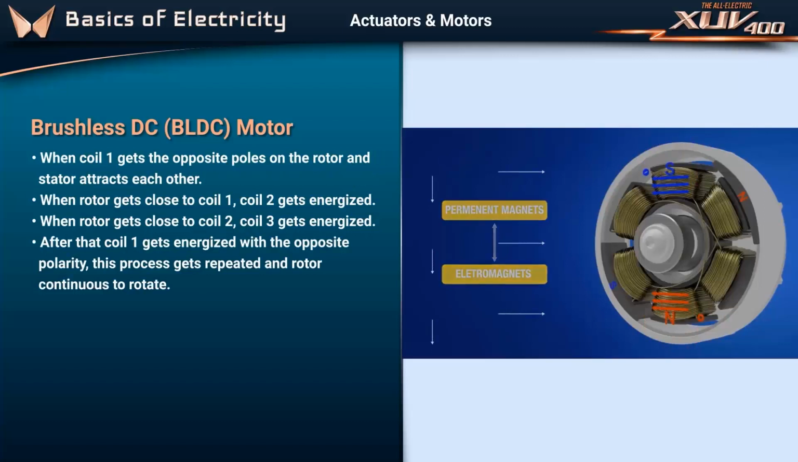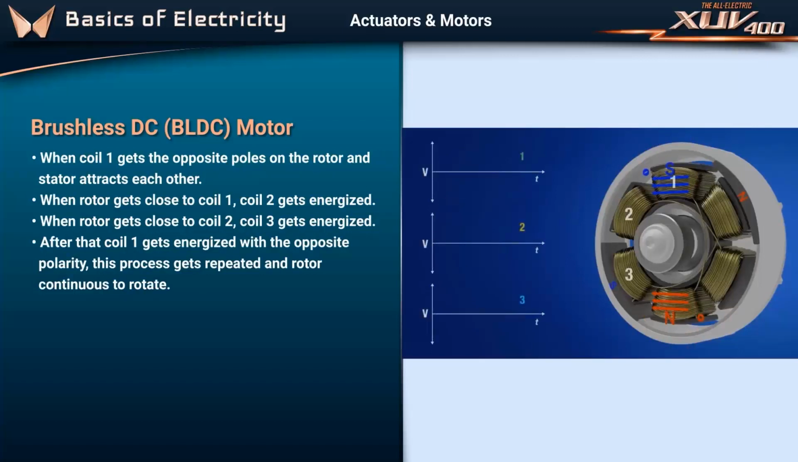When coil 1 gets energized, the opposite poles on the rotor and stator attract each other. When the rotor gets close to coil 1, coil 2 gets energized. When the rotor gets close to coil 2, coil 3 gets energized. After that, coil 1 gets energized with the opposite polarity. This process gets repeated and the rotor continues to rotate.